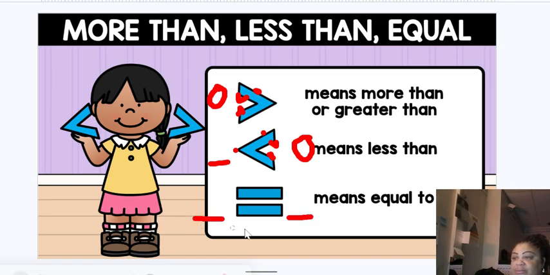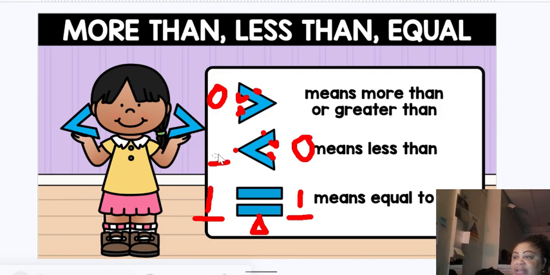And equal to means both sides of the equation are equal. They balance out, okay? Like a balancing scale. Just think of this one as a balance beam, and both sides are going to be equal. So if it's one on this side, it's going to be one on that side, okay? This equal sign means equal to.